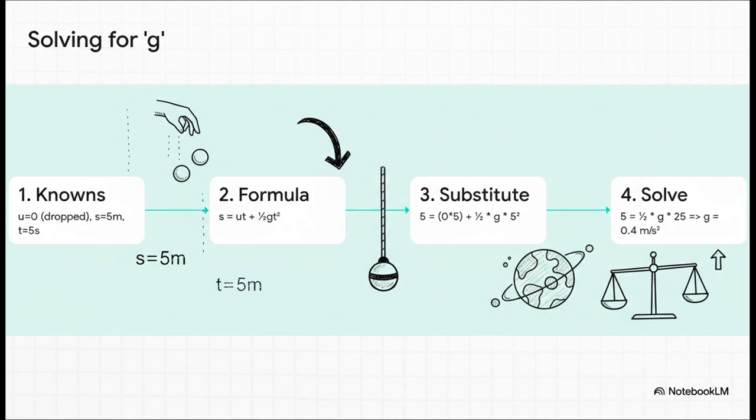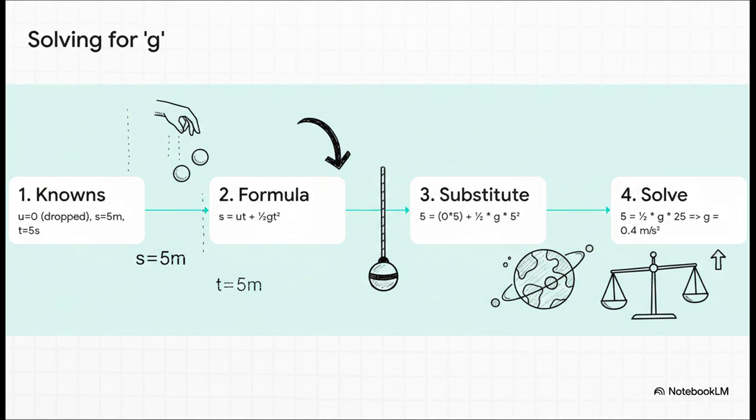Okay, step 1 is always to figure out what you know. The object is just dropped, so its initial velocity, u, is 0. We know the distance, s, is 5 meters, and the time, t, is 5 seconds. Step 2. Pick the right tool from your toolkit. In this case, the second equation of motion, s equals ut plus half gt squared, is perfect.